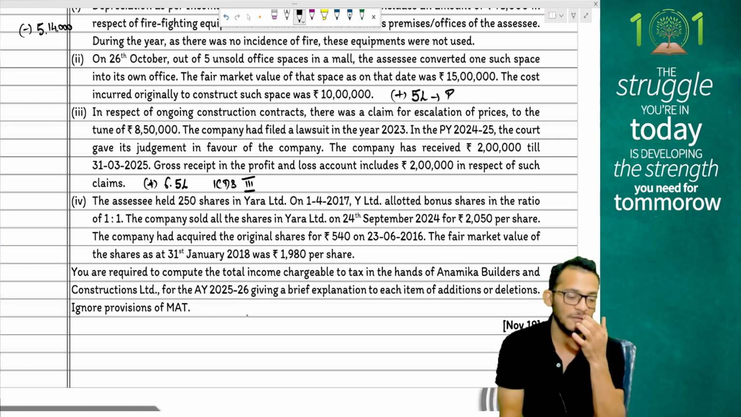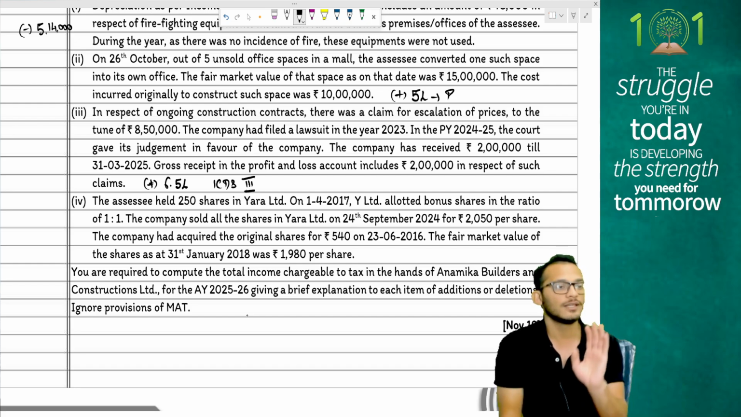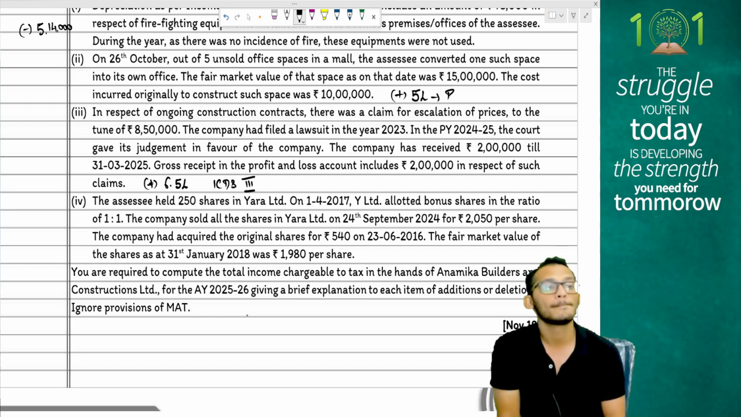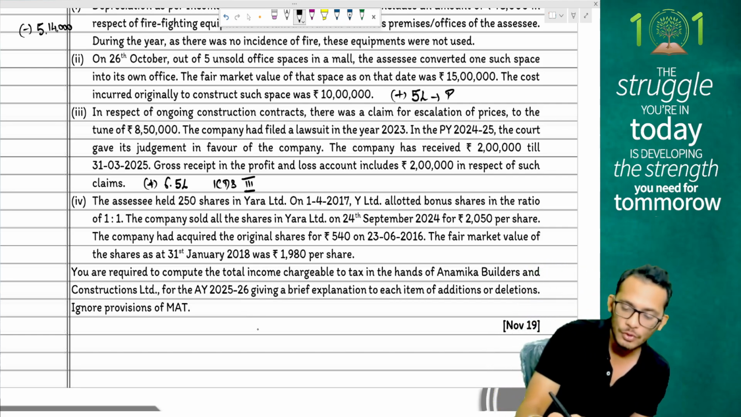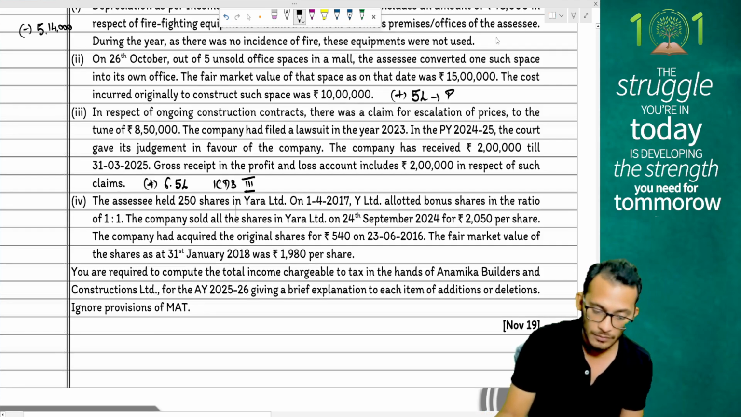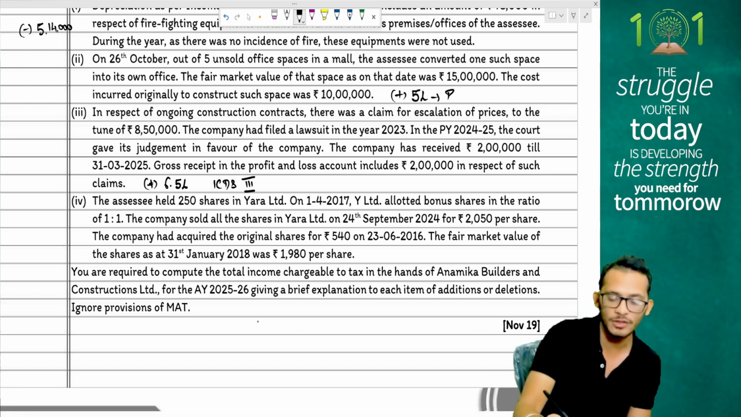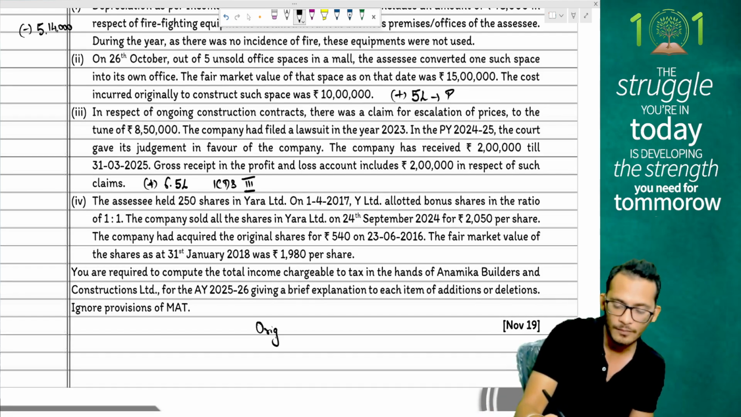People, with them giving you 1980 itself, a hint is given to you that it is a listed share liable for 112A. This is a capital gains component, people. Now, two things are happening. What have they done? Allotted bonus. The company has sold all the shares, which means they have sold both the shares, people: original shares also, bonus shares also.